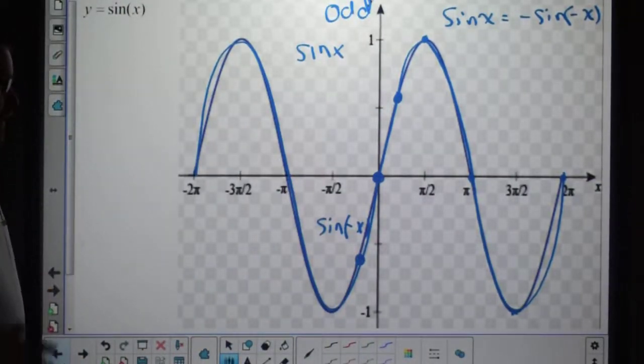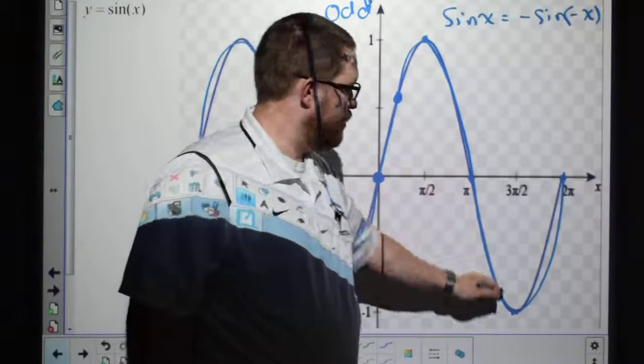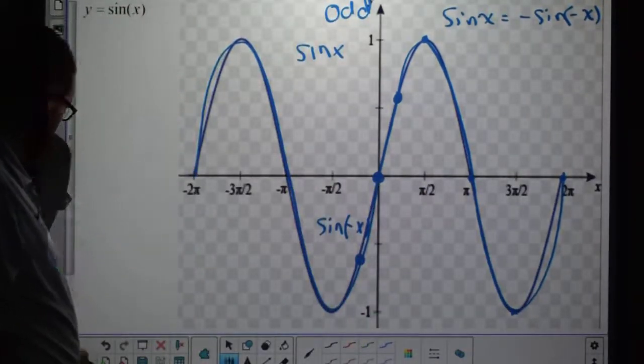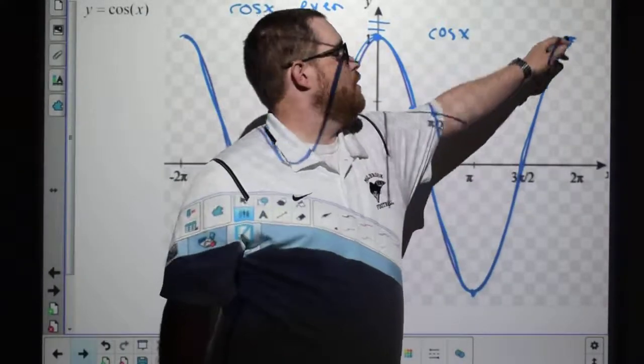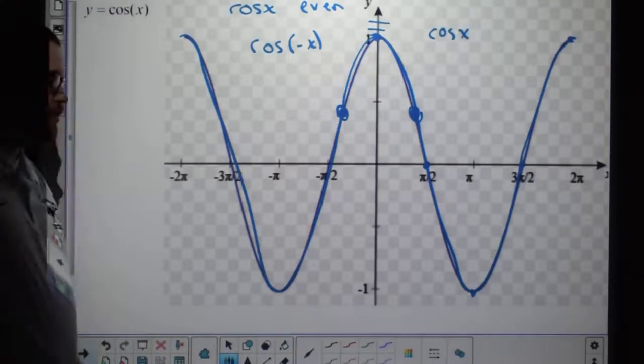Okay? Again, to memorize the graphs, just remember the shape. 0, 1, 0, negative 1, 0. And then remember we count by pi over 2. Cosine, 1, 0, negative 1, 0, 1, and you count by pi over 2. And it's the same thing on the back side. You just repeat your pattern.